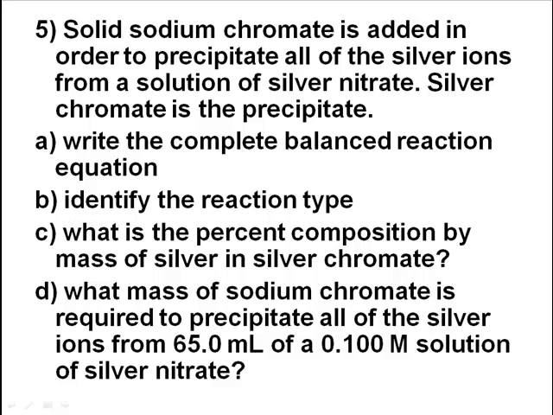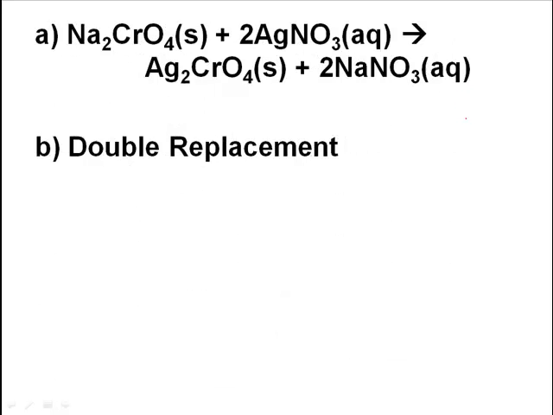So writing the complete balanced reaction equation and the reaction type for this one here, you've got the sodium chromate being added to the silver nitrate, aqueous, producing the silver chromate and the sodium nitrate, which is the one that was not given to us.